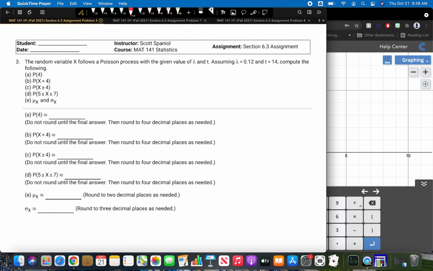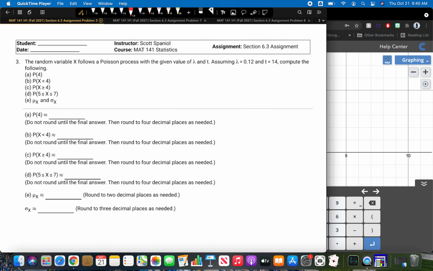Brief video where we're going to go through the 3 problems from the homework survey that got the most votes. Those are going to be problems 3, 7, and 8. And so we're going to talk about Poisson processes and how this works. So this is the first problem that comes up, number 3.